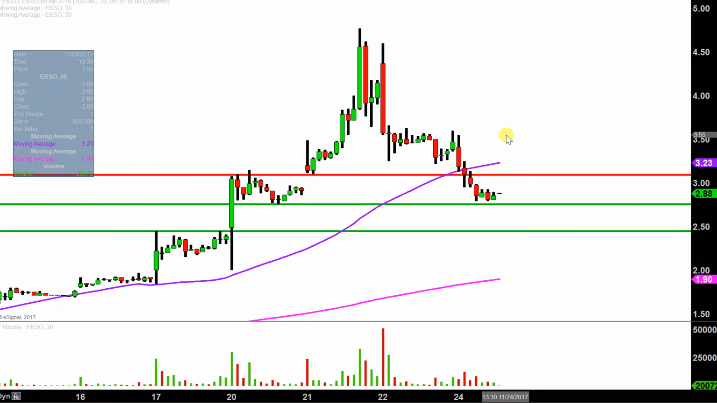Overall, though, big picture, the bulls do still have an opportunity to build a higher base. So that should be priority number one next week, not necessarily breaking levels of resistance, but just getting some stabilization and building a higher base. So we shall see what next week brings.